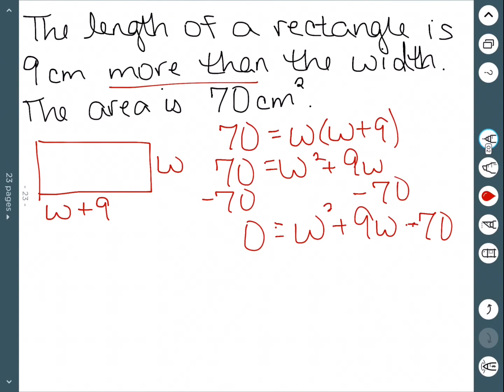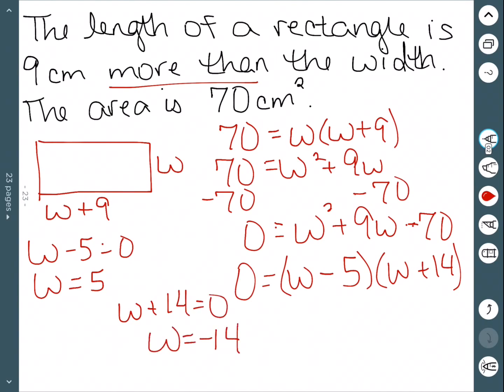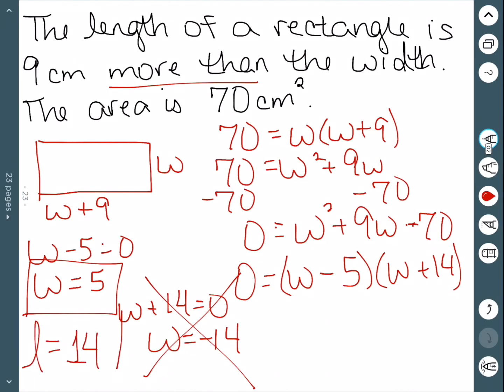Now I need two numbers that multiply to be negative 70 and add to be 9. We can get this with 5 and 14. In particular, W minus 5 and W plus 14. When I set these equal to 0 and solve, I get W equal to 5. The other one gives me W equal to negative 14. Since we're talking about the sides of a rectangle, that number doesn't make sense, and the width is 5. This means the length needs to be 9 more than this, so 14.